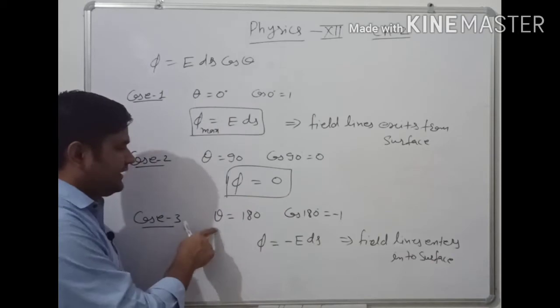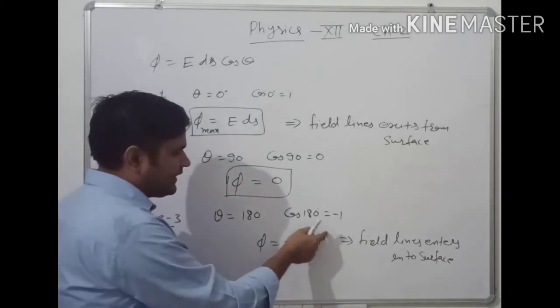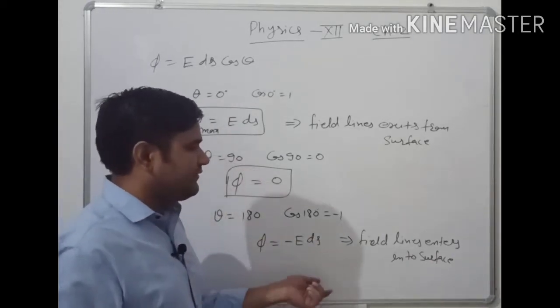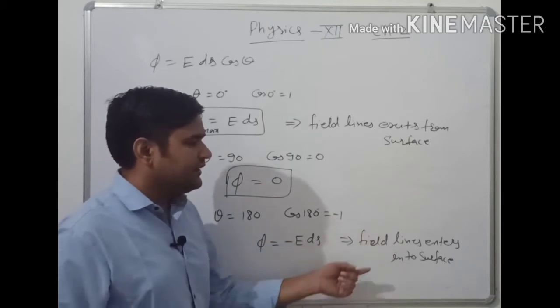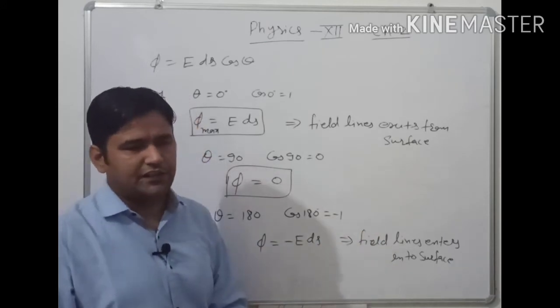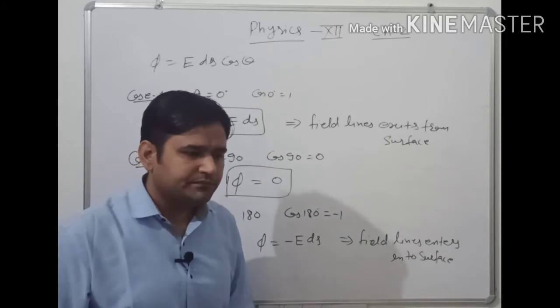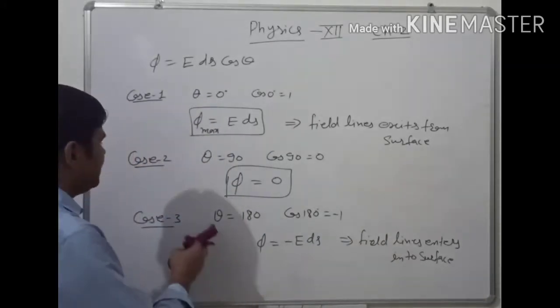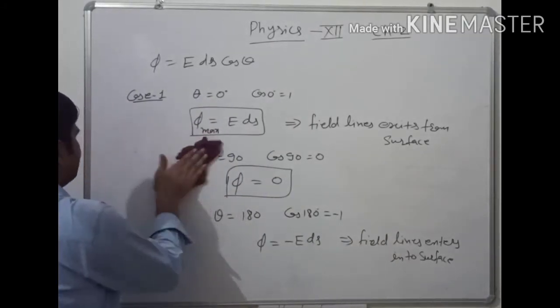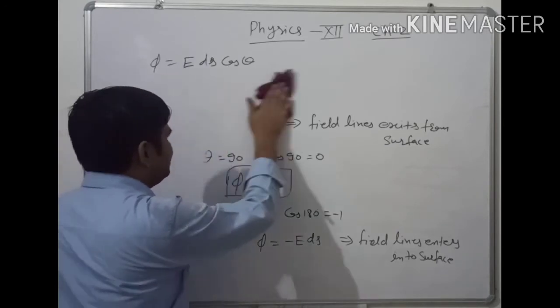In this case, theta equal to 180, phi is negative. It means due to the negative value, the field lines enter into the surface, so their direction is inward. Okay. Next, we will move on to case number 4 and case number 5.